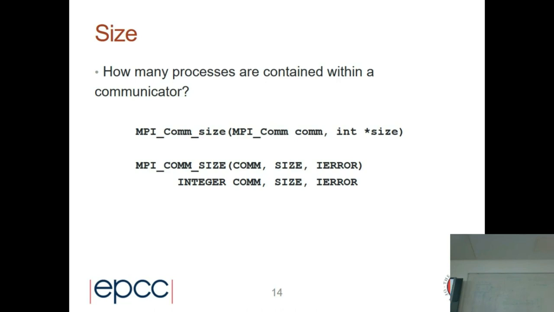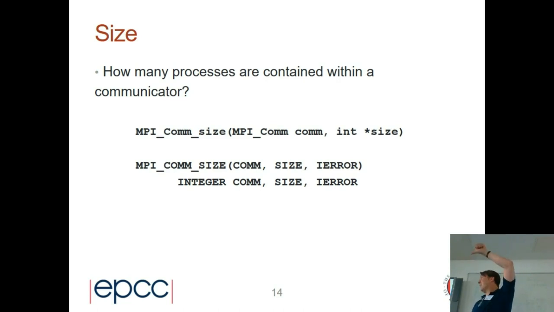You can ask for the size of a communicator. How big is the communicator? So if you guys were in a communicator, and you asked what the size of that communicator is, it would be three, because there are three of you. But if I ask the size of MPI_COMM_WORLD, that tells you the total number of processes that are running by definition. Okay? So almost every MPI program starts with MPI_Init, MPI_Comm_rank, MPI_Comm_size on COMM_WORLD.